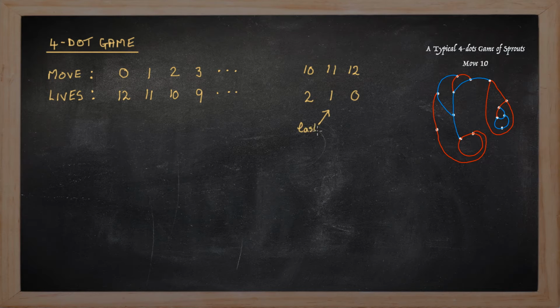11 moves would be the maximum number of moves possible. Move 11 is the last possible move. So the maximum theoretical number of moves in a 4-dot game of Sprouts is 11. That's 1 less than the 12, 3 times the number of dots.